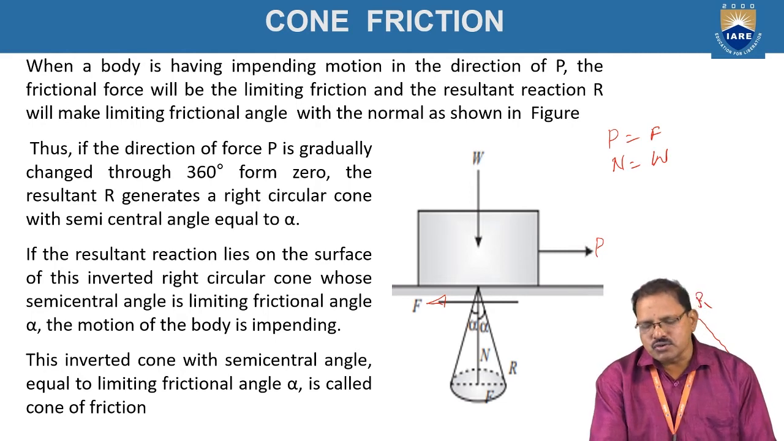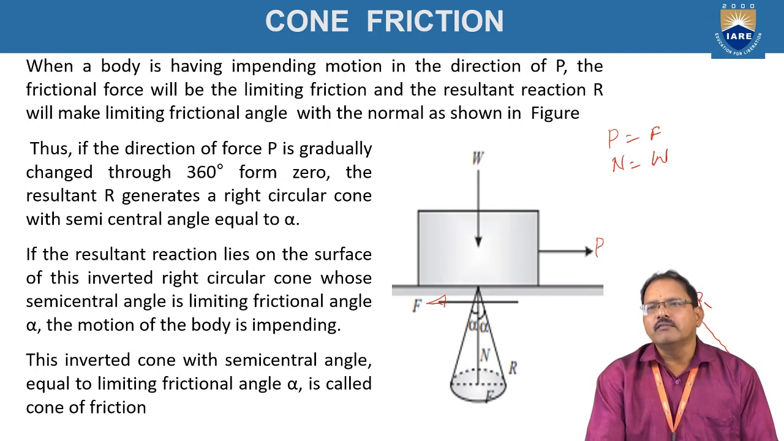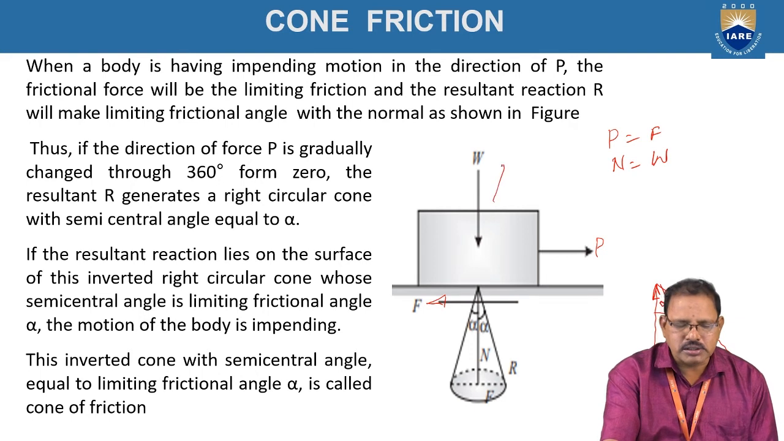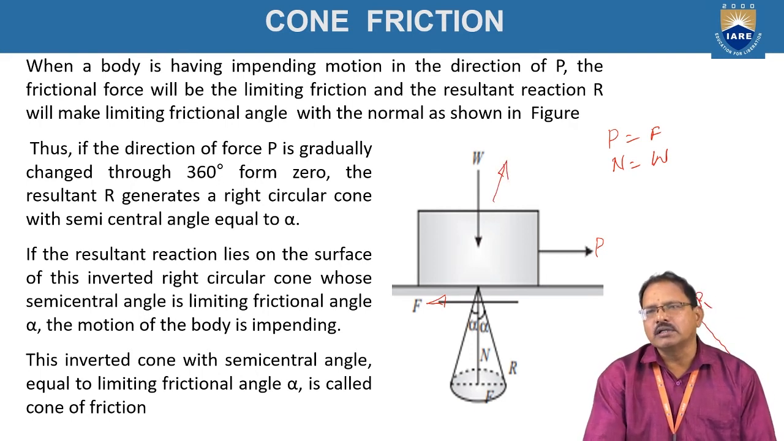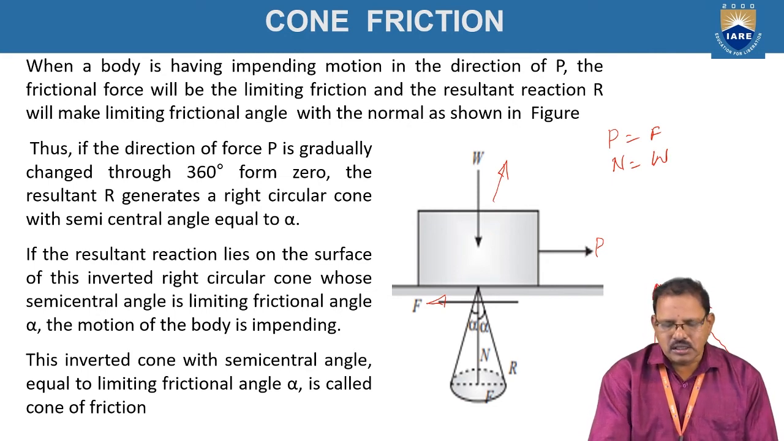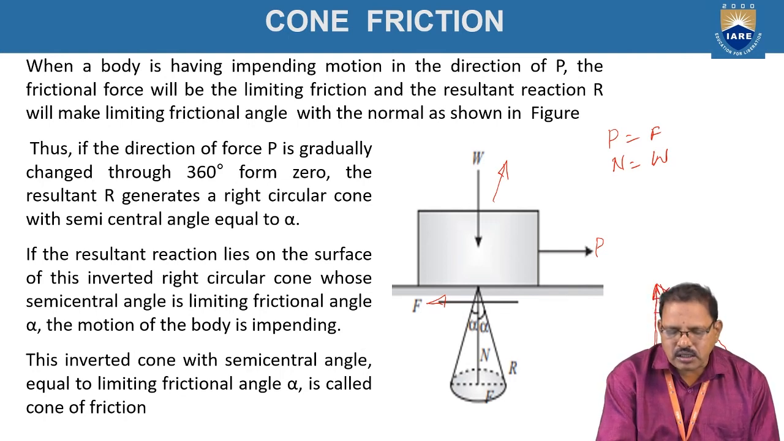When the body tends to move toward the right side, this figure is applicable. But if the body tends to move in the other direction, say toward the north side, again the friction force acts opposite to the direction of movement and the normal reaction also exists, at 90 degrees to the previous case.